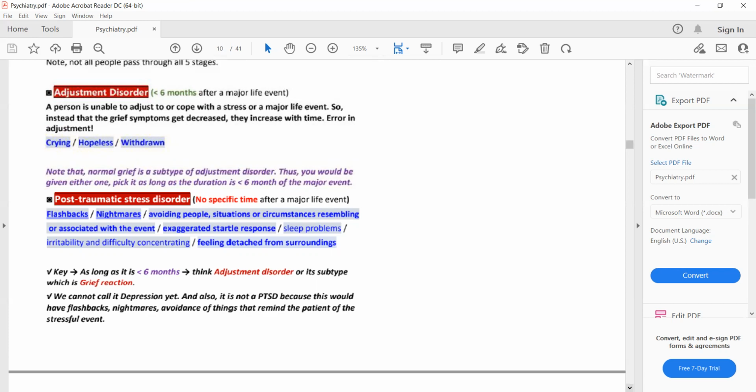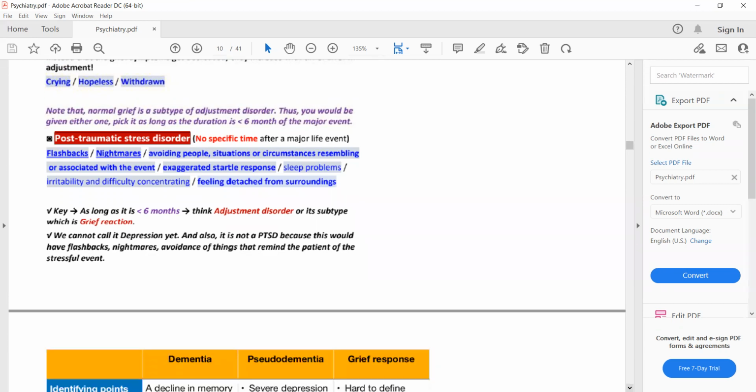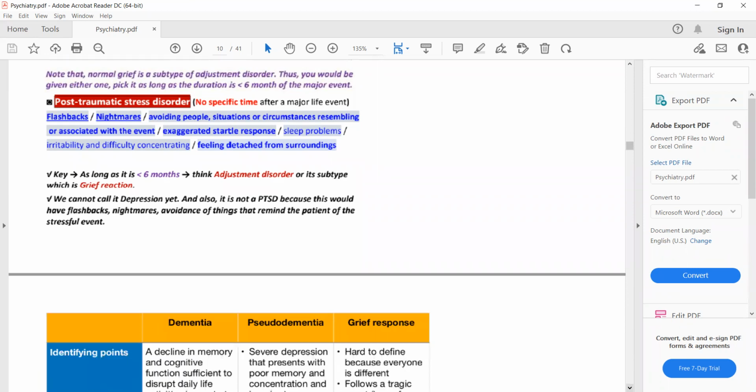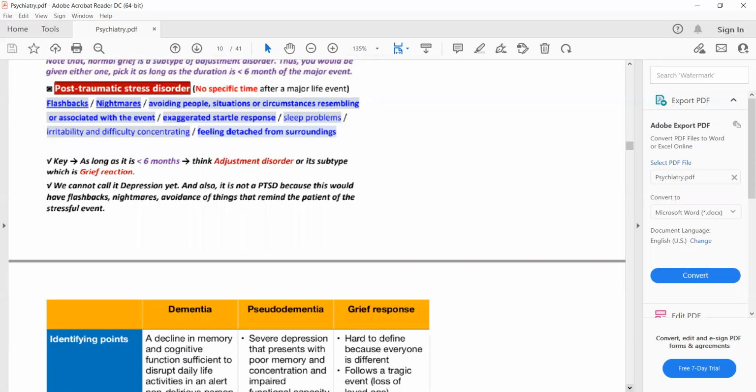So remember these four things whenever you see a history of major life event. And remember these differentiating points. I hope these differentiating points are clear to everyone. Post-traumatic stress disorder, normal grief reaction, and adjustment disorder.